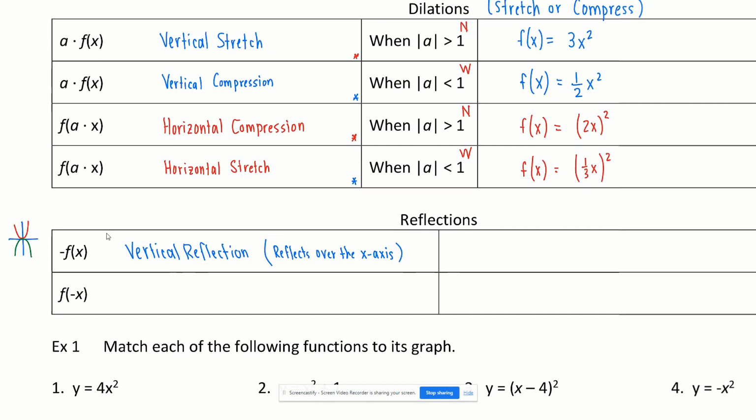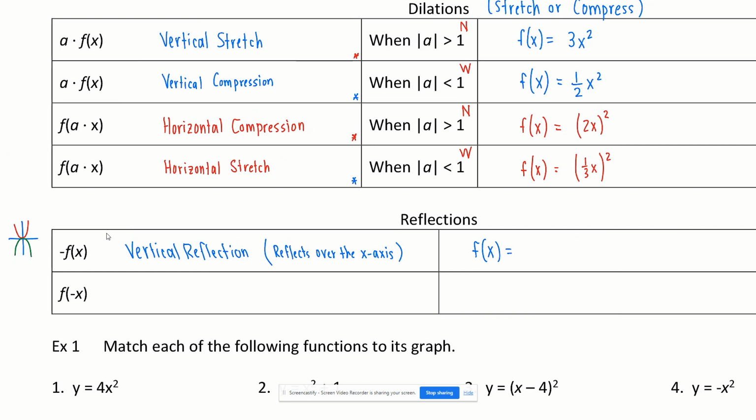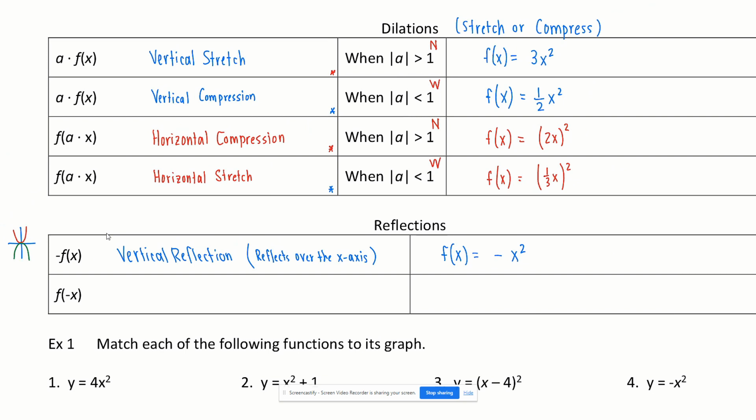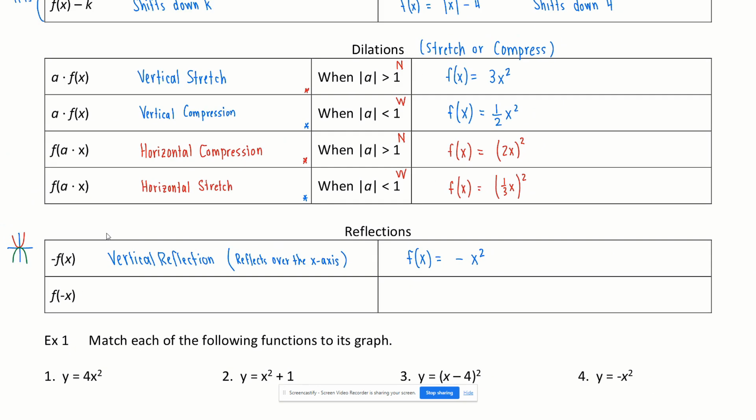So for example, as an equation, you would see simply f of x equals negative x squared. Clearly it's on the outside because there's no parentheses. So therefore, this would be a vertical reflection, or like I said, a reflection over the x-axis. And then sometimes it happens on the inside. Remember, inside is horizontal, and because that's a negative, we know that it's a reflection. So it's a horizontal reflection.